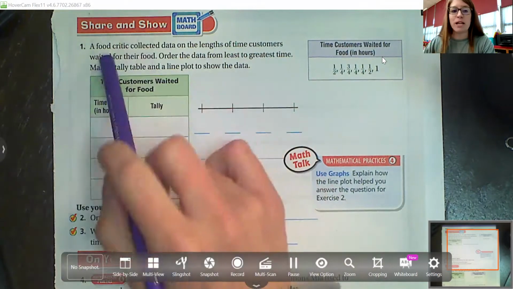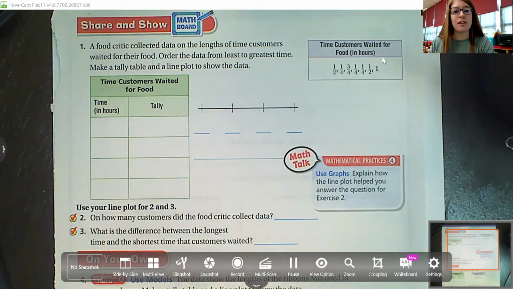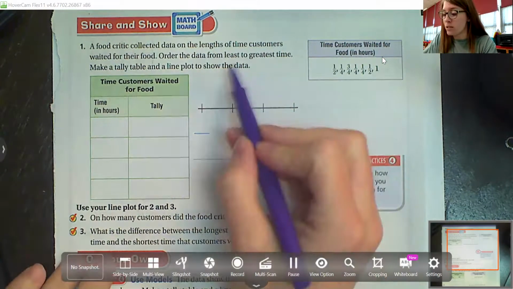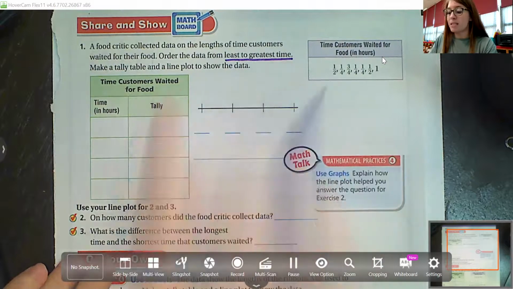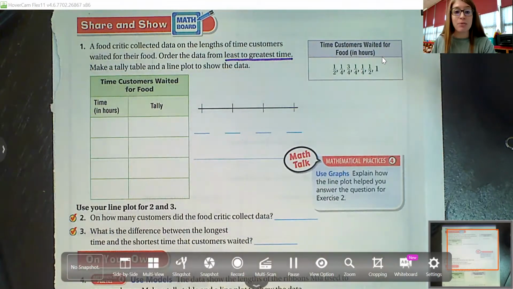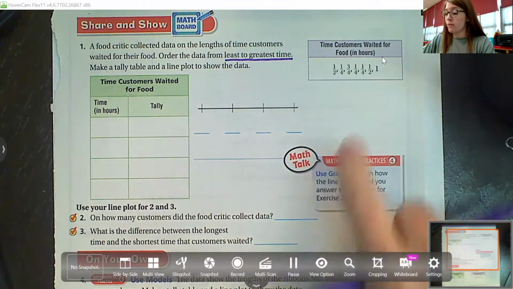So we've got this question right here. It says, a food critic collected data on the lengths of time customers waited for their food. Order the data from least to greatest time. Okay, so that's important information. Make a tally table and a line plot to show the data. So we're going to look over here at our data first.